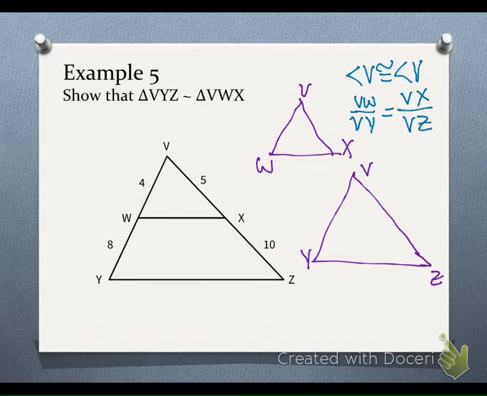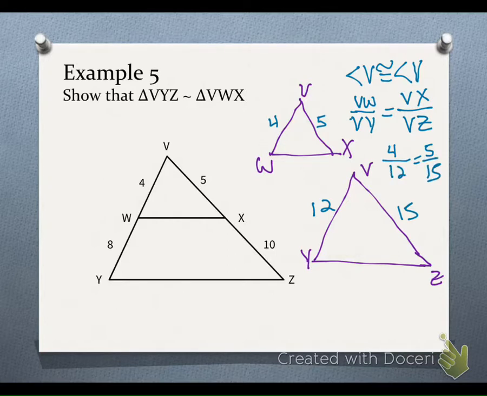So at this point, I'm now going to fill in what I know. We know that VW is going to be 4. We know that VX is going to be 5. But I need to know what the length of VY is. Well, VY is this entire thing. So once again, we're going to add our side lengths. So 4 plus 8 is 12. 5 plus 10 is 15.